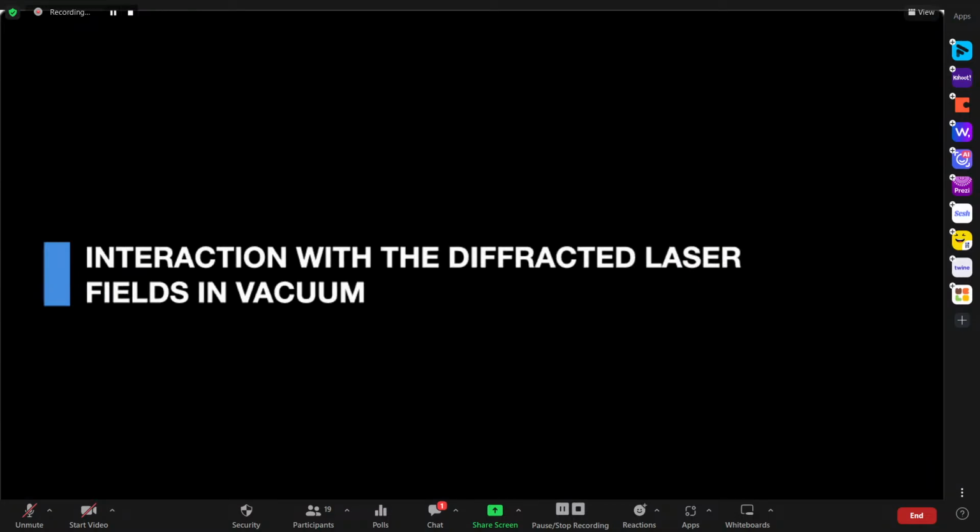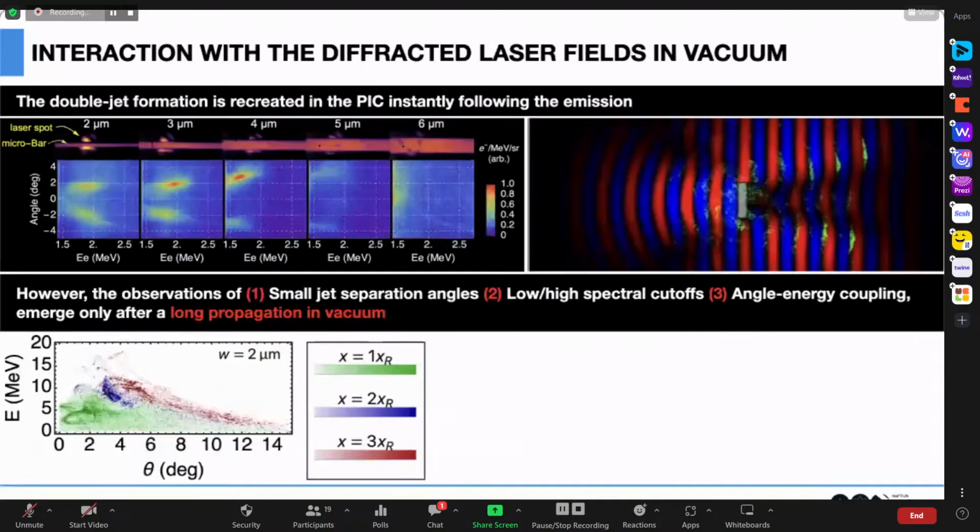Now, this is nice. This could be the whole story, but it isn't, because there are a couple of experimental observations that this emission mechanism is not sufficient to explain.